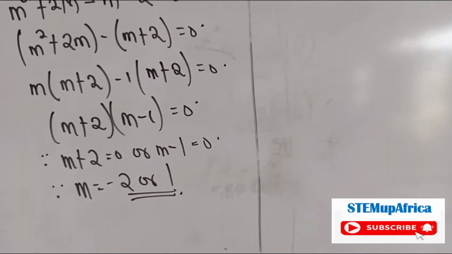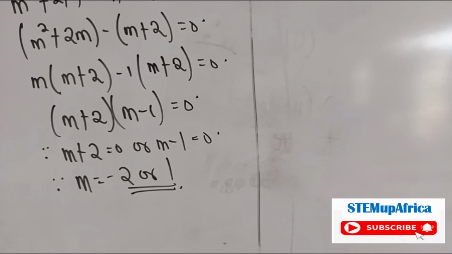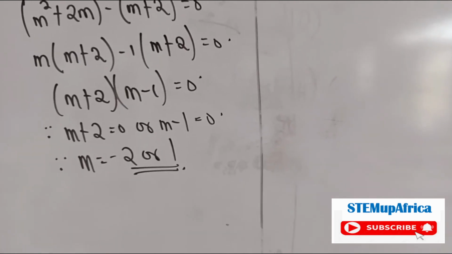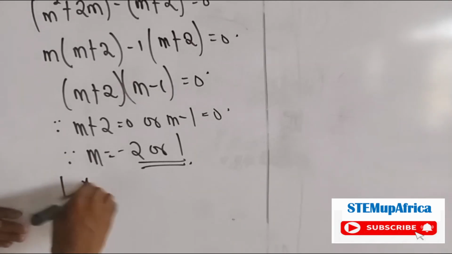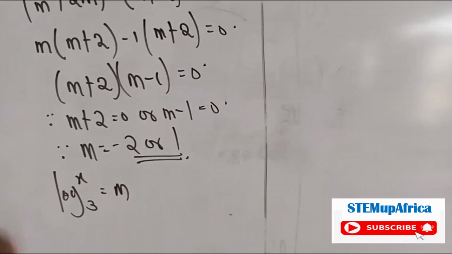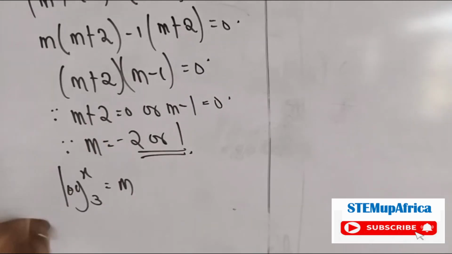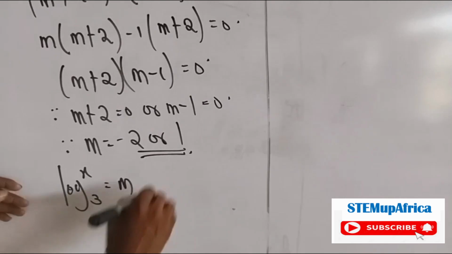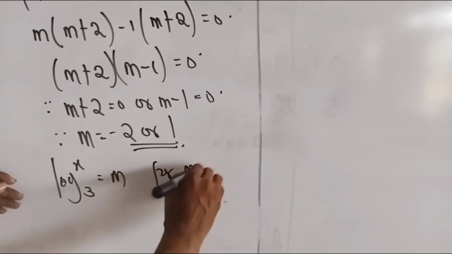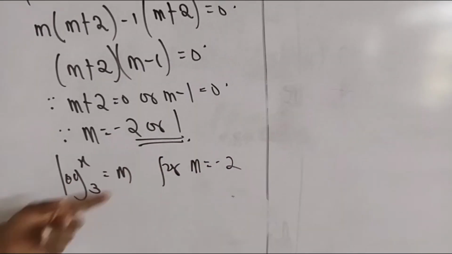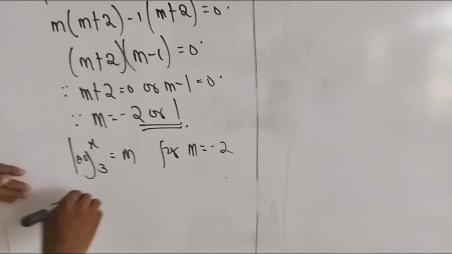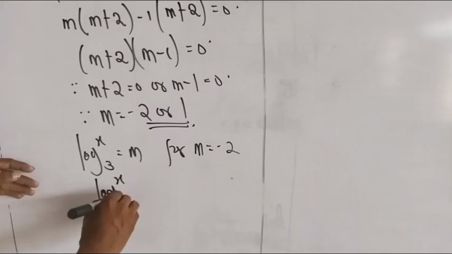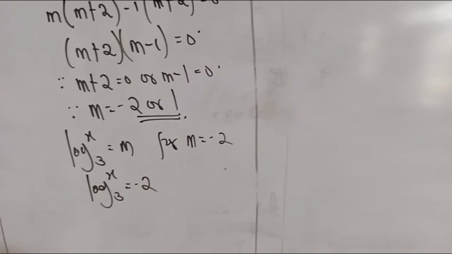But nobody asked us to find m. We only substituted a value to represent m. What was that value? It's log x in base 3 as m. So here we have two values of m. So let's consider them individually. For m equals minus 2, I will substitute it in place of m. So I'm having log x in base 3 equals minus 2.